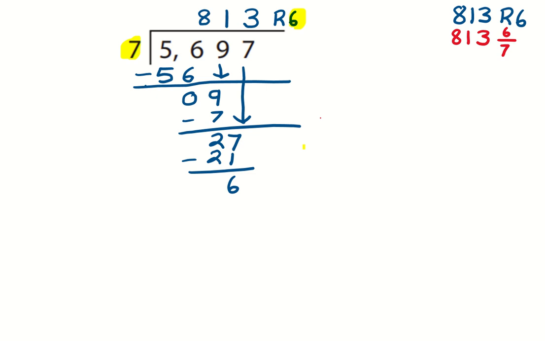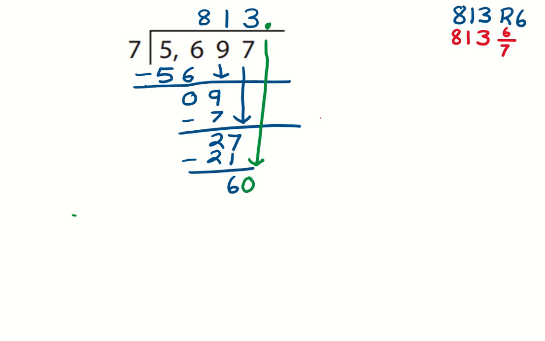Now, what would happen if we continued on and we wanted to find out what the decimal answer is? Well, let's go ahead and do that together. So let's get rid of the remainder, and let's just keep going. So we've brought down, we've subtracted 21 from 27, and now we have 6. And what we can do is we can put a decimal there, and that allows us to bring down another 0, which now gives us 60.